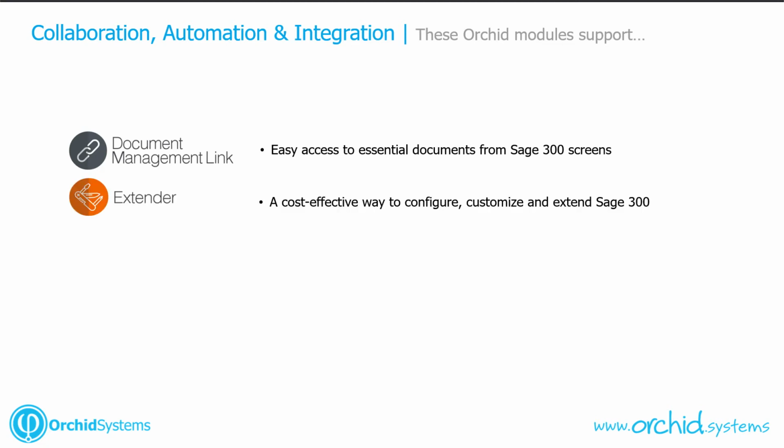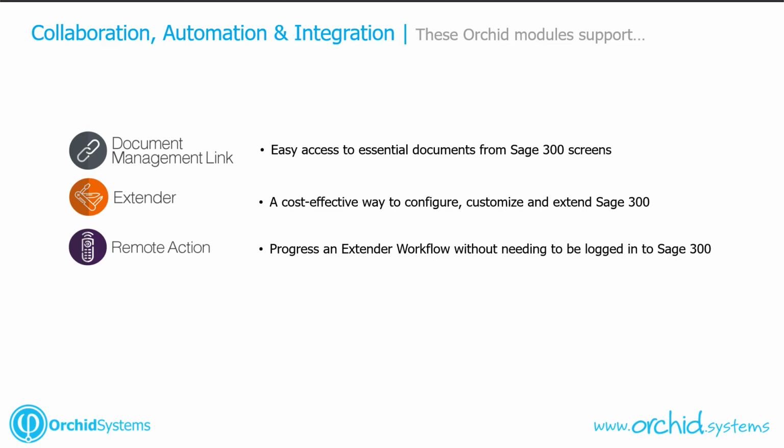We use Extender as a platform to configure and customize Sage 300. The customizations are held in the database. You can upgrade by just activating the latest version of Extender, and in many cases, customization will work on both the web screens and the desktop screens, such as starting the workflow automatically.